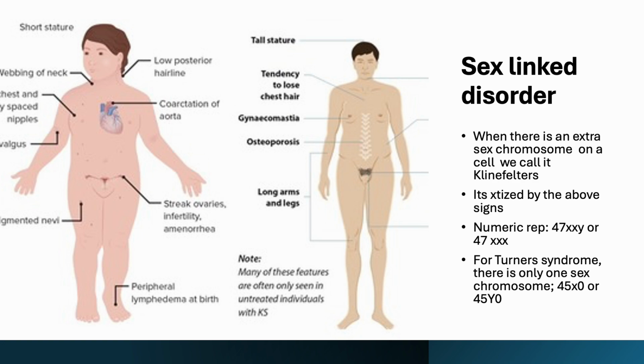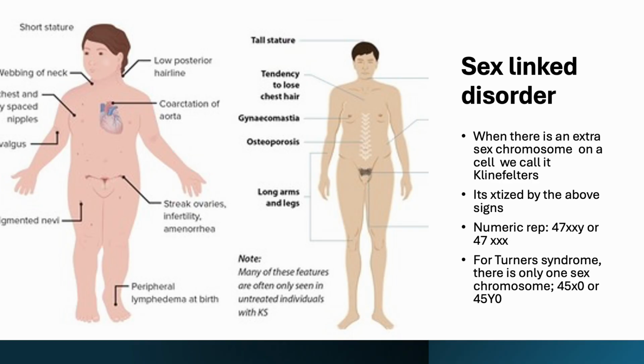Short stature is for the Turner syndrome, where we have a missing chromosome. It can be X0 or 45X0 as numeric representation. So for the Turner syndrome, the patient mostly presents as short, with peripheral features. They have streak ovaries, a low posterior hairline and webbed neck, and so forth. So for Klinefelter we have an extra, but for Turner syndrome it's missing.